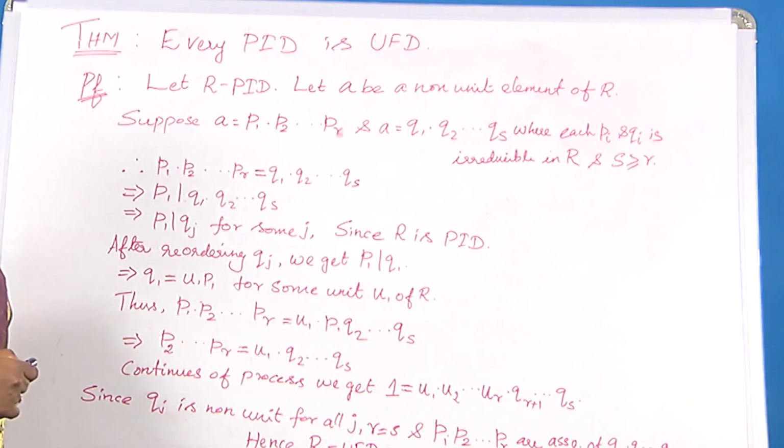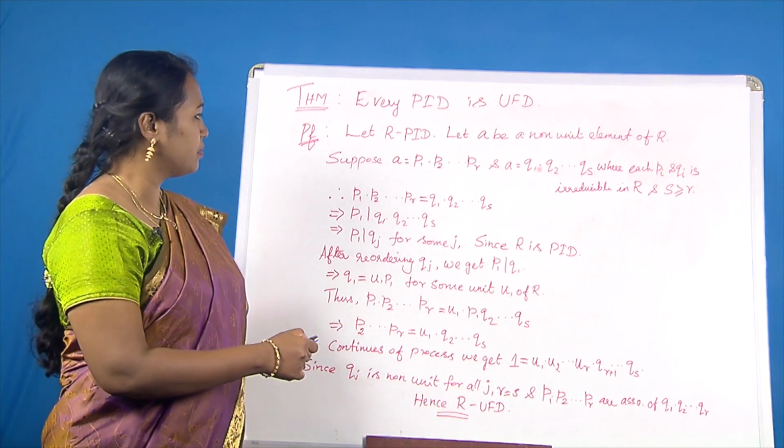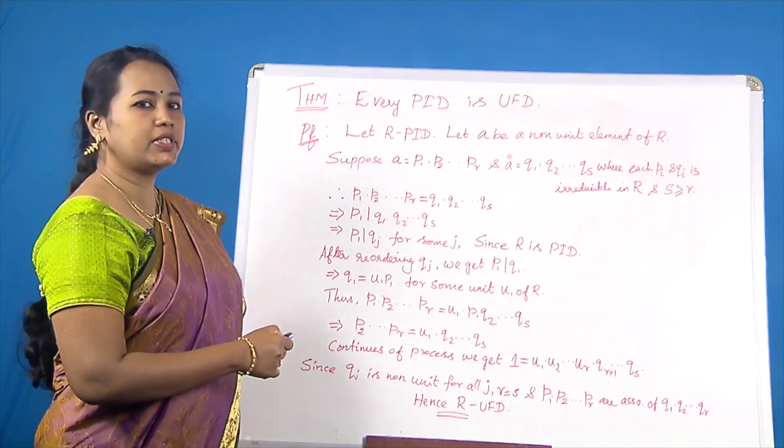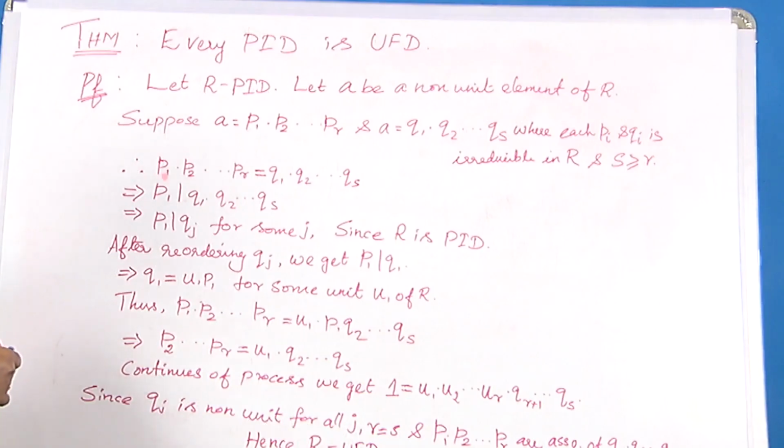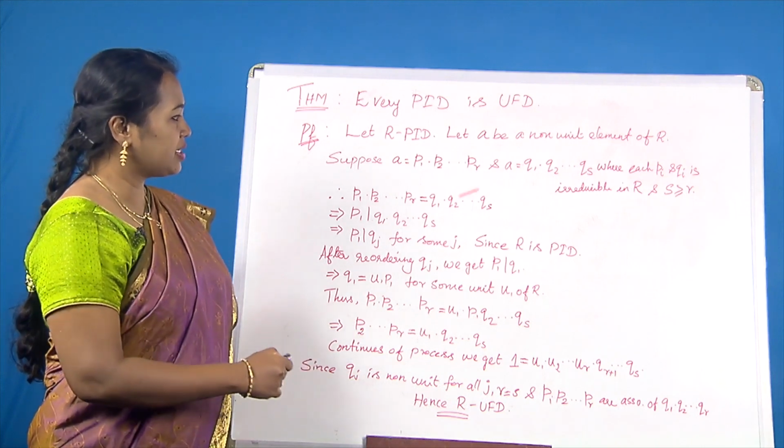So, in other words, when A is written as Q1, Q2, and so on up to Qs, the number of irreducibles is going to be more than in the first form. So, A is written in two different formats here. Since both of them are equal to A, you can write P1, P2, and so on up to Pr is equal to Q1, Q2, and so on up to Qs. Both of them are equal to A and therefore, we have equated them.